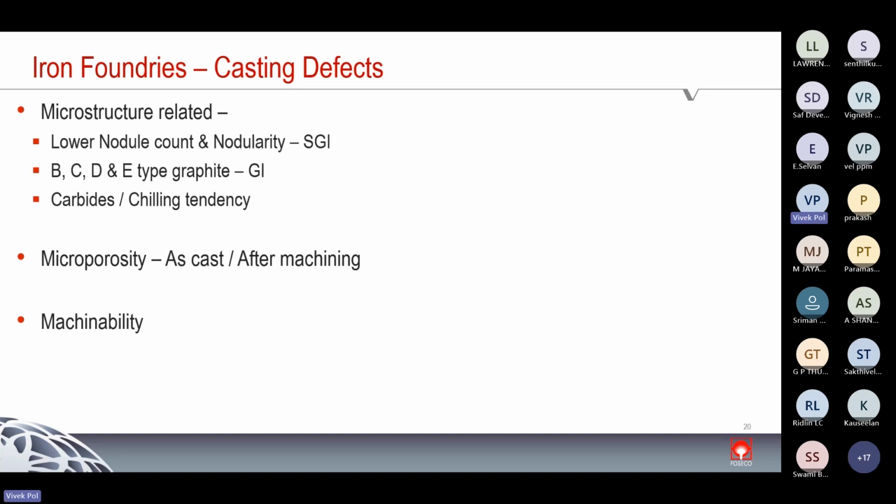Poor machinability is related to carbides, and there is variation in machinability, like for some castings the machine tool life is good, and for some castings it is not like that. So this variation is actually related to the properties and the metallurgy during the casting process.